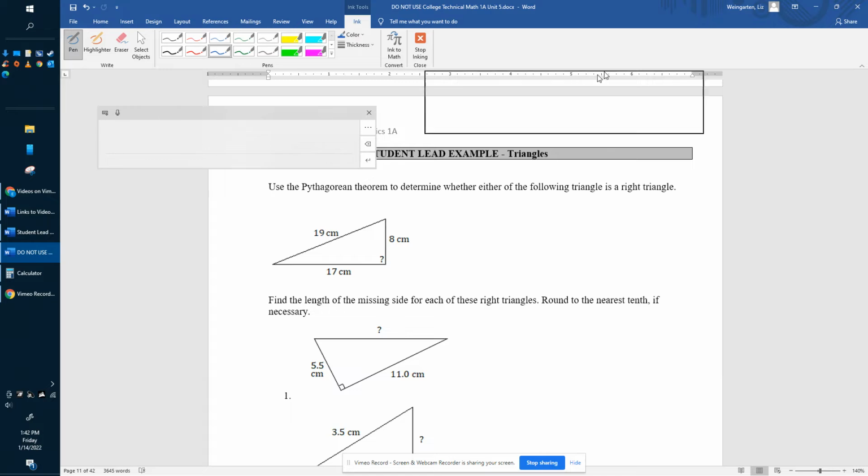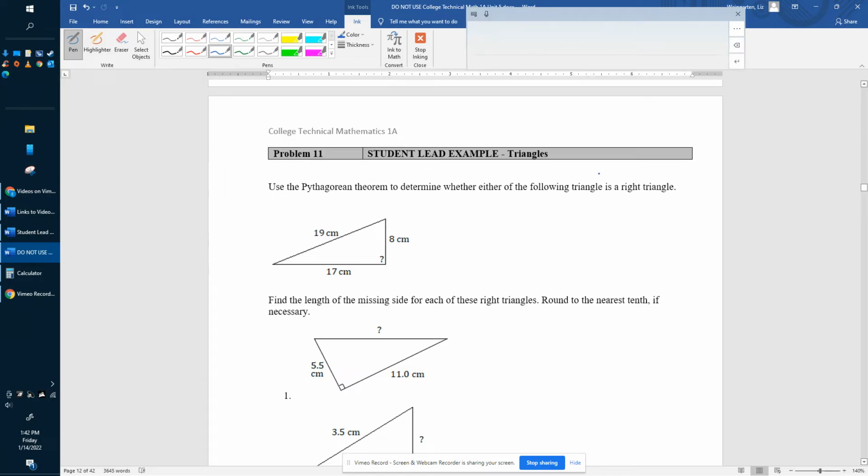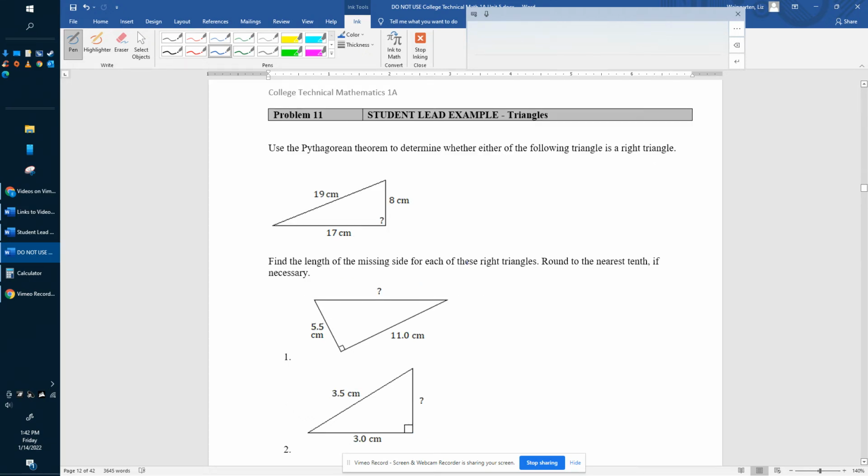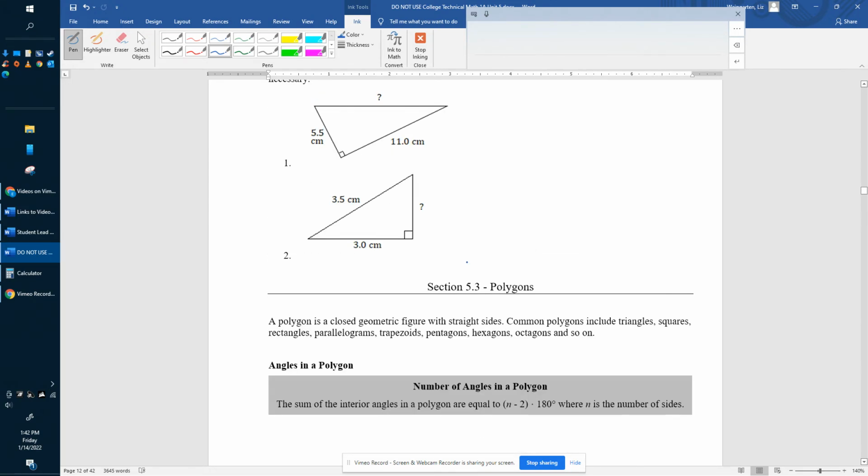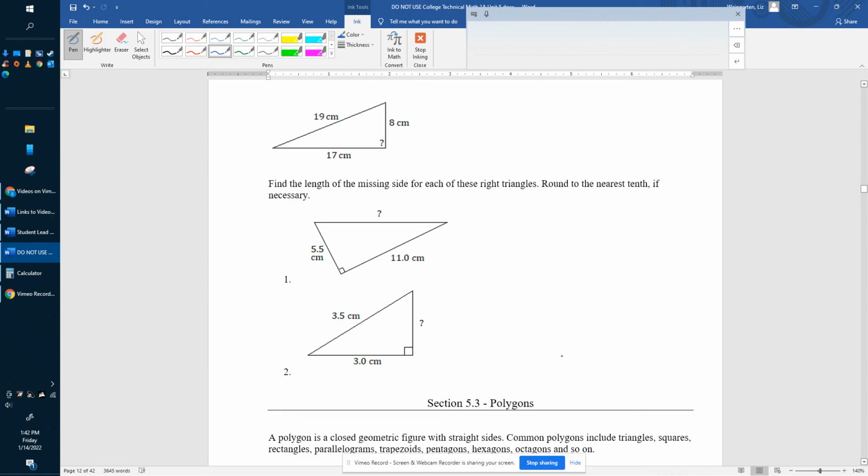Pause the video here. Take a look at some of these, and they are going to be similar to what we just did. You can resume the video after you've completed them. And that's it. We are going to move on to polygons next, so I will see you then.